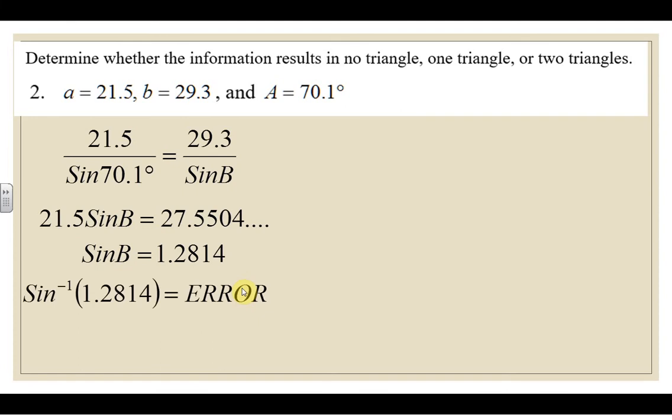There's an error, because you can't have a sine more than one. Sine only goes from -1 to +1. Exactly. So if you have an error, there's no triangles whatsoever. That can easily happen. That's an easy one.